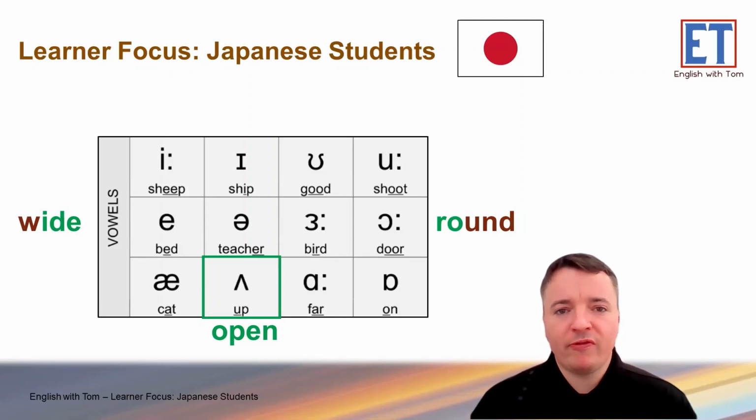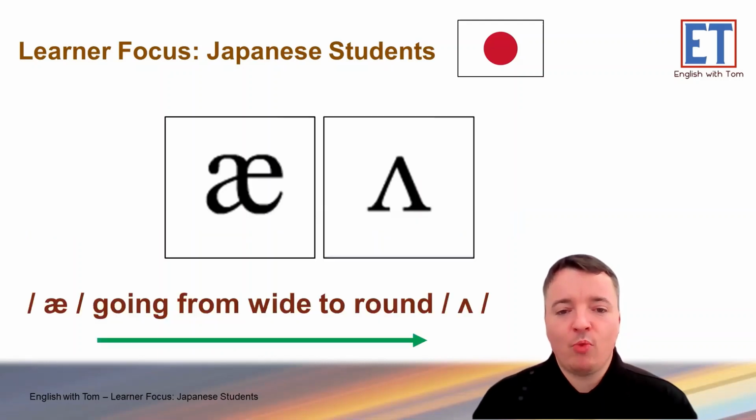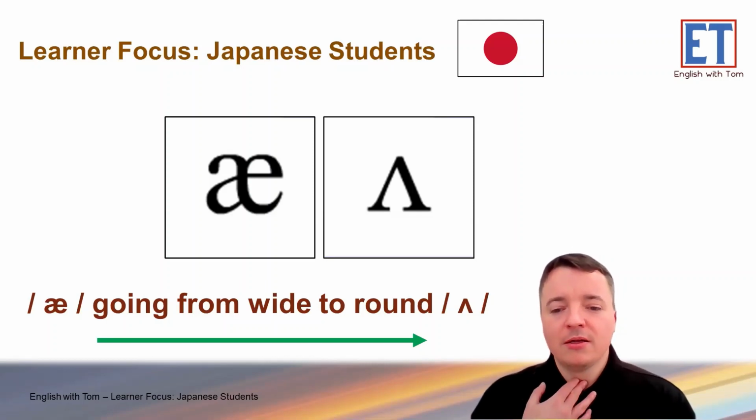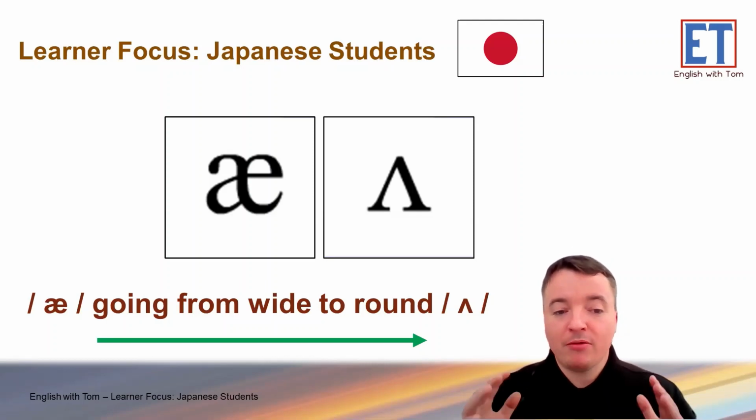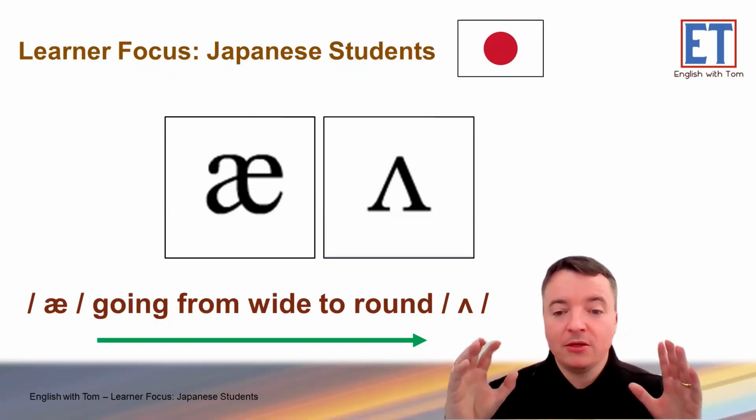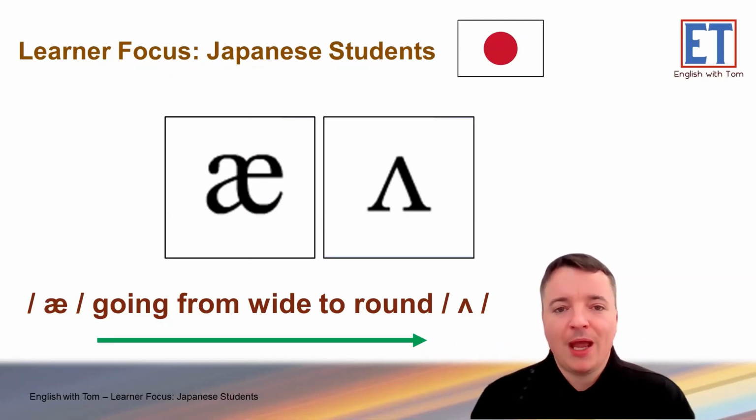So if we move from to, just have a think about where's that sound coming from. So first, think about your mouth. What's the position of your mouth? So the sound, your mouth goes from being wide to a little bit more round.